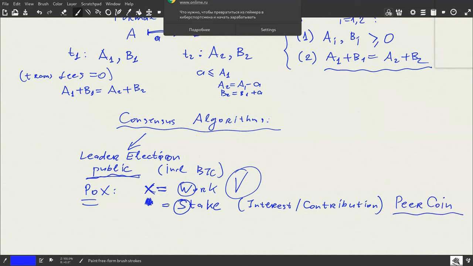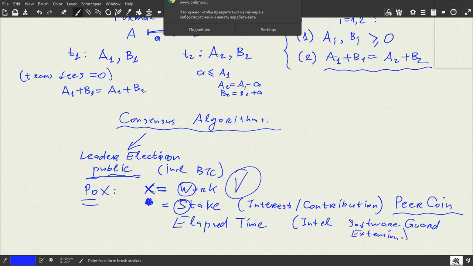Instead of work as just computing hashes, you can make proofs of, for example, elapsed time, which is basically the same as work, but you just measure your CPU time. This is an Intel initiative, and Intel even added to their own CPUs a hardware extension called Intel Software Guard Extensions, which guarantees that this elapsed time cannot be forged. So, proof of elapsed time.